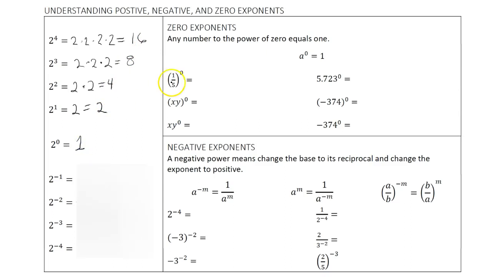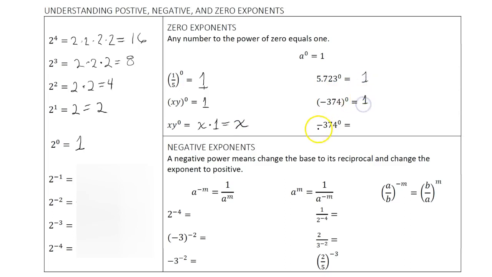1/5 to the zero power, if it's in parentheses, equals 1. xy to the zero power inside parentheses equals 1. But pay attention, if it's not in parentheses, the zero only applies to the last variable. So xy to the zero power equals x times 1. And x times 1 equals x. 5.723 or any other number to the zero power is 1.